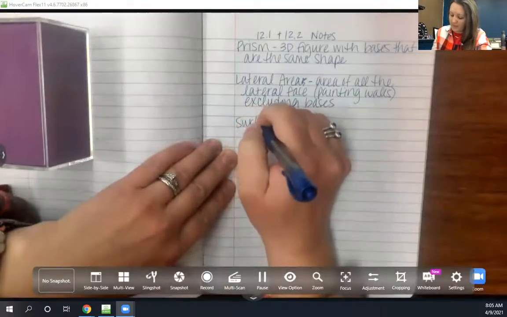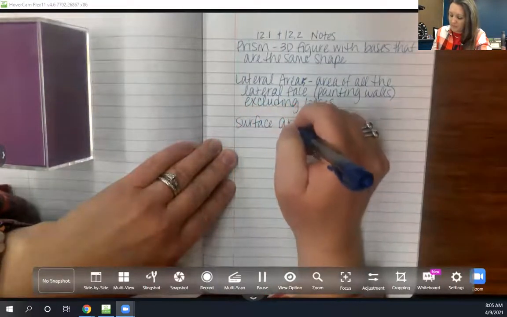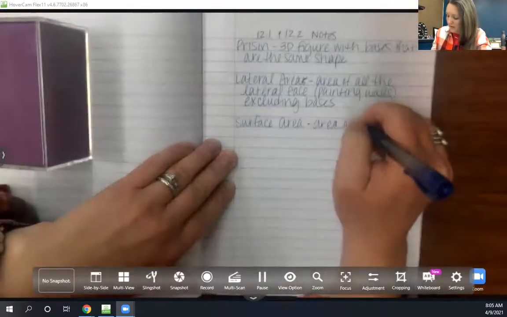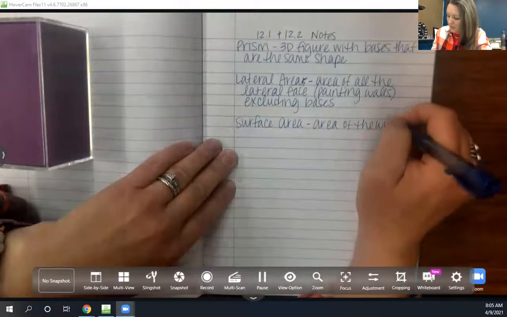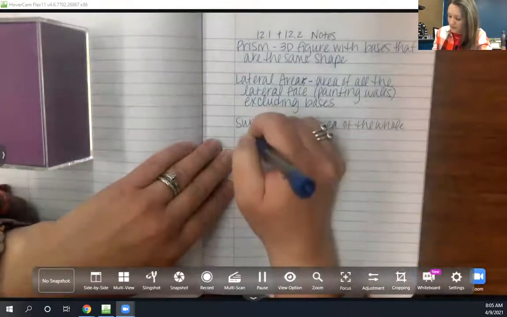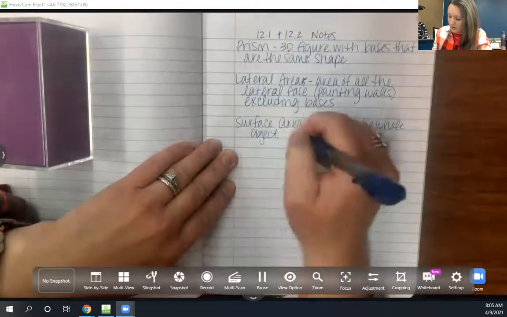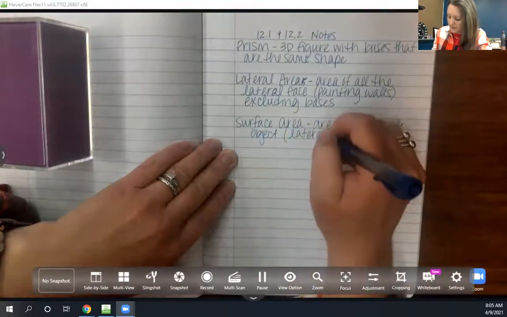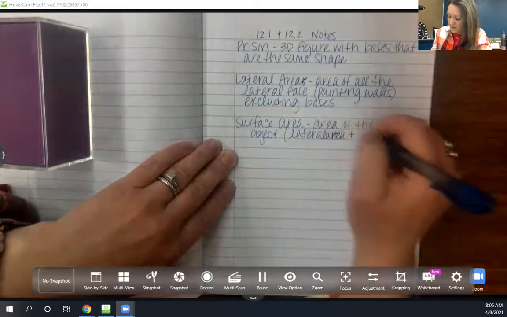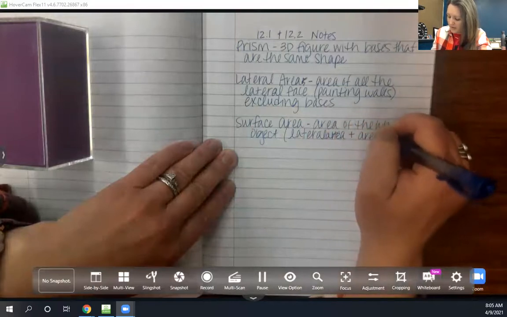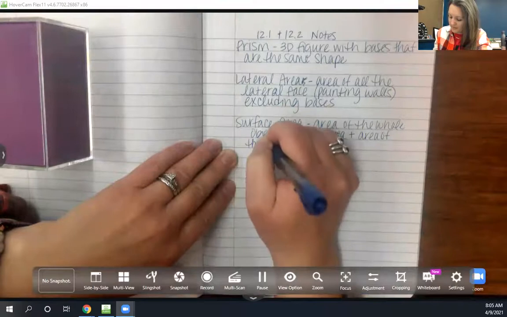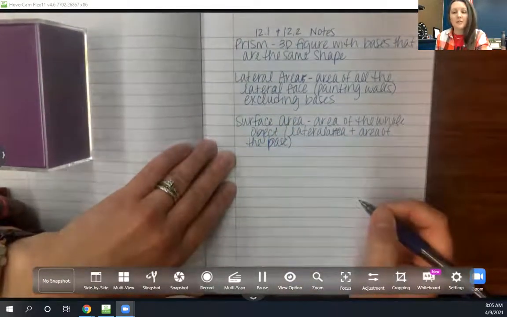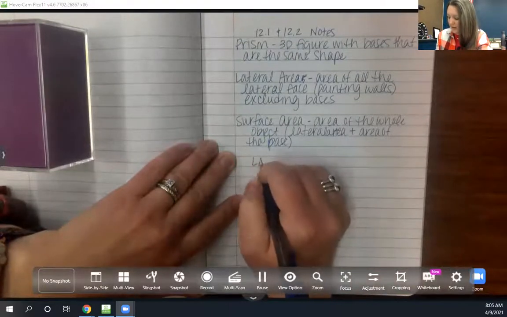Surface area is the area of the whole object. So it's lateral area plus the area of the bases. There are easy formulas to do this. So let's talk about lateral area.